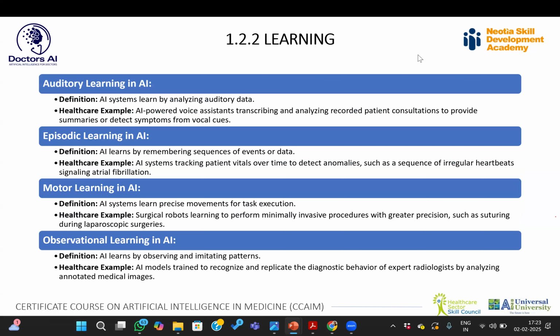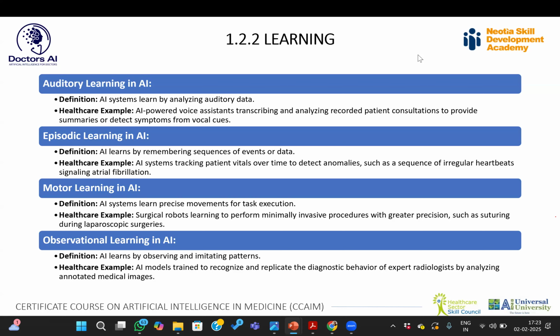For example, auditory learning. An auditory learning example is typically an AI-powered voice assistant, right? Which can be transcribing and analyzing the record of the patients during the consultation to provide a summary or detect symptoms from vocal cues. So this is a typical AI scribe. The AI scribes, which are now often integrated with the available electronic health record systems, are examples of auditory learning.